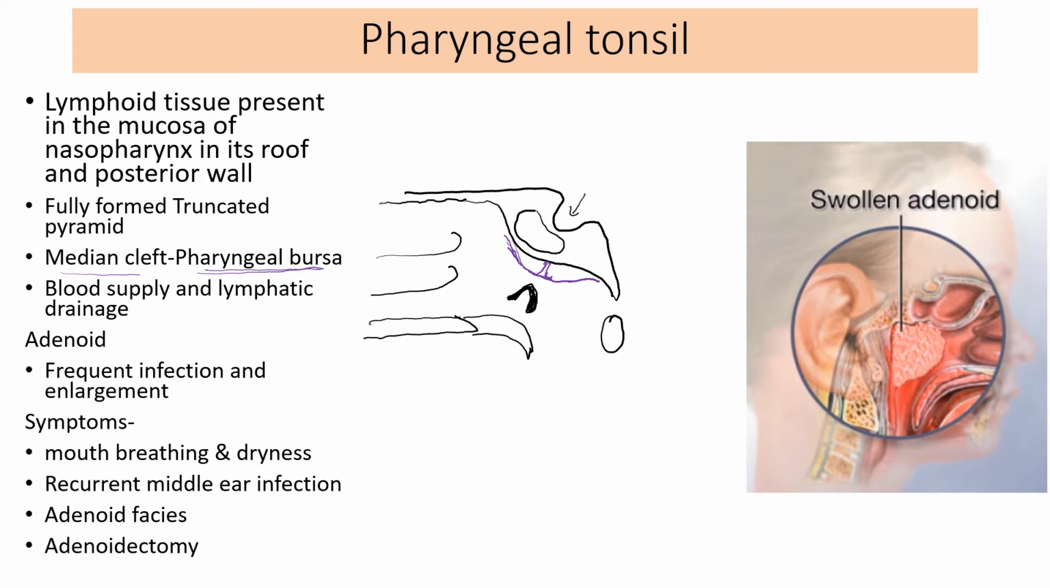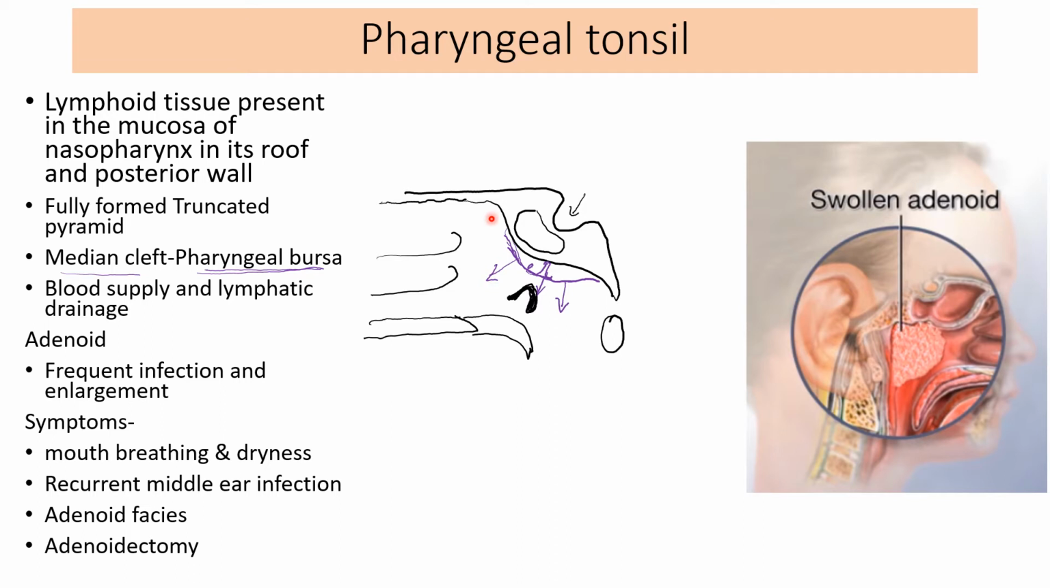Then here the rest of the free surface is again thrown into folds. When this pharyngeal tonsil is enlarged, the direction of enlargement would be this. So it is going to either compress upon the opening of the pharyngotympanic tube, or it can block the nasal passage, the posterior nasal area. This can be blocked by the enlarged adenoids.